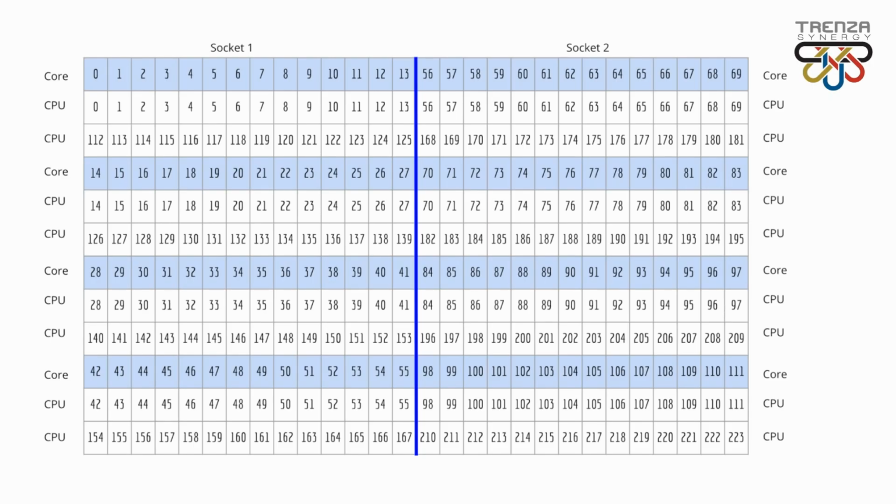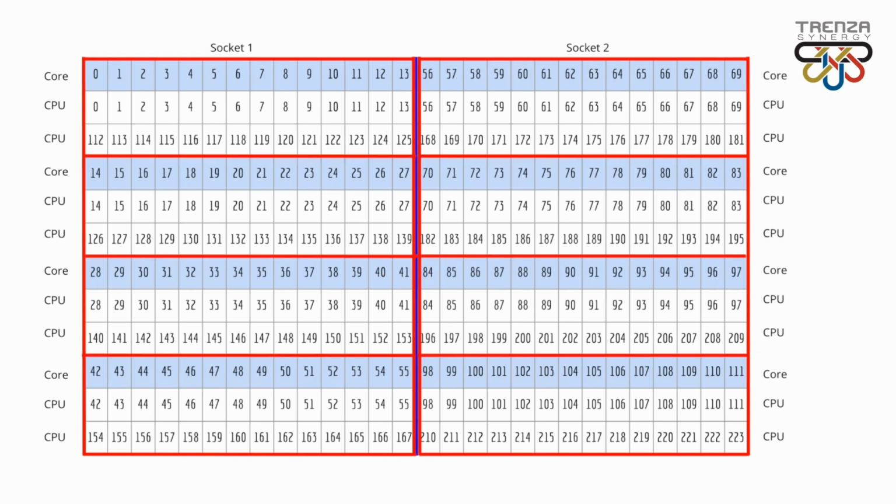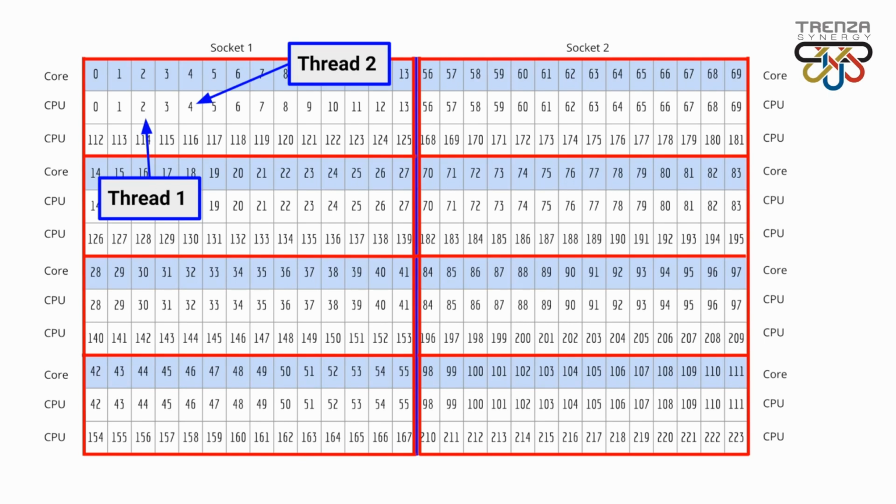Here is an example of the configuration of an HPC node. This system has 2 sockets. Each socket has 56 physical cores. Each core has 2 virtual cores, which are sometimes called logical cores. The cores of each socket are divided into NUMA domains, that is, memory resources, with 14 physical cores and 28 virtual cores per domain. Each NUMA domain has its own set of memory resources.